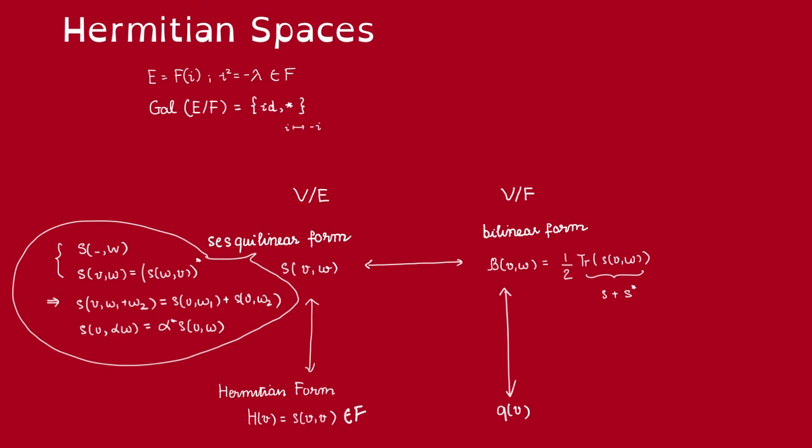It turns out that two Hermitian spaces are isometric as Hermitian spaces, i.e. over E with respect to this Hermitian form and sesquilinear form, if and only if they are isometric as vector spaces, as quadratic F spaces over F with respect to these forms. And we will prove that in the next video.